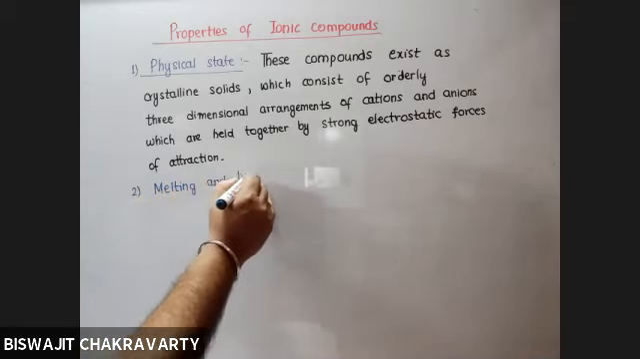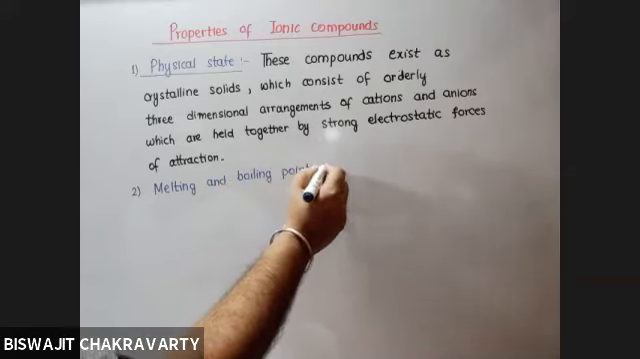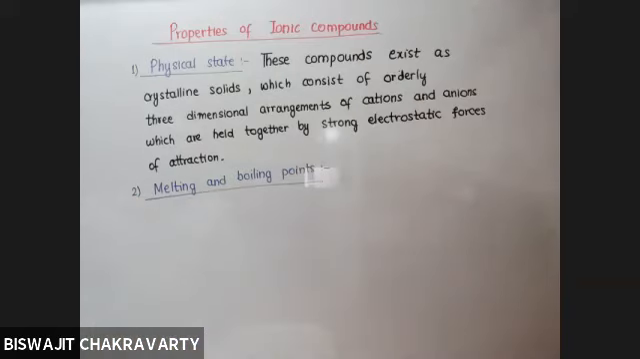Melting and boiling points. Melting point means the temperature required to melt a solid substance, to convert solid to liquid. And boiling point is when you want to convert the liquid further to vapor. That means you want to make the intermolecular attractions, the interionic attractions, weaker, and for that you are supplying energy. Now, if the bonding is very strong, you need to supply a very high amount of energy, and that is why the melting and boiling point will be very, very high.